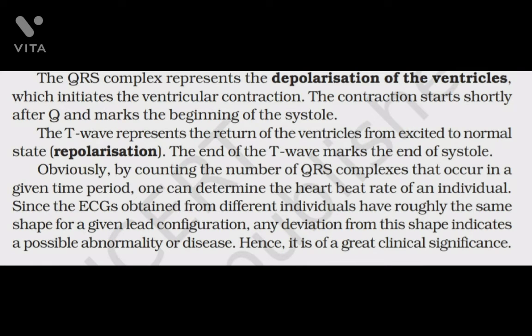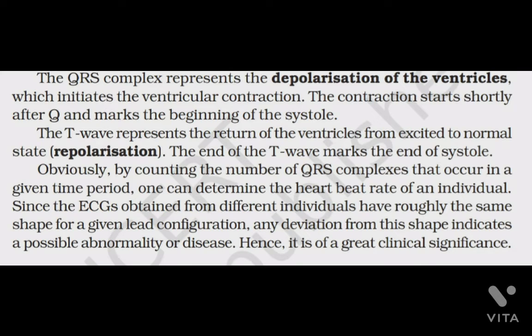The QRS complex represents the depolarization of the ventricle, which initiates the ventricular contraction. The contraction starts shortly after Q and marks the beginning of the systole. The T wave represents the return of the ventricle from the excited to the normal state, repolarization. The end of the T wave marks the end of systole.